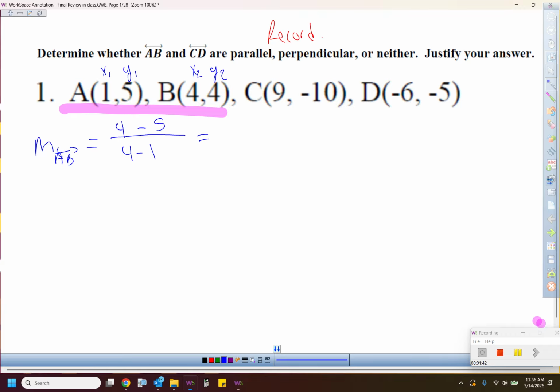What's 4 minus 5? -1. And what's 4 minus 1? 3. But see, those easy little sign things is where having a partner is awesome, because it's like, oh, my bad, sign error, in multiple choice. So that's why you want a partner.